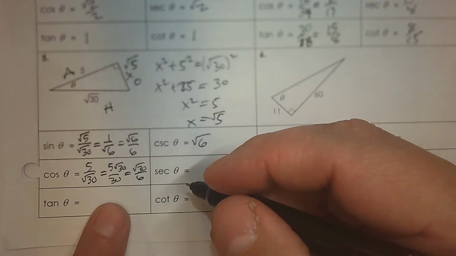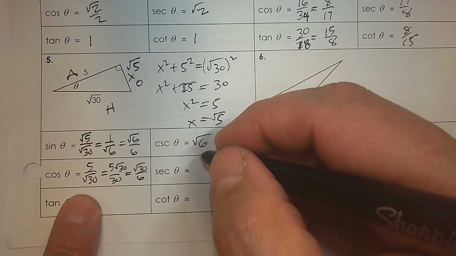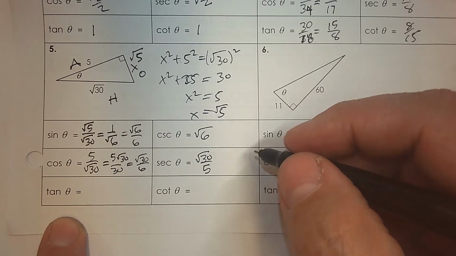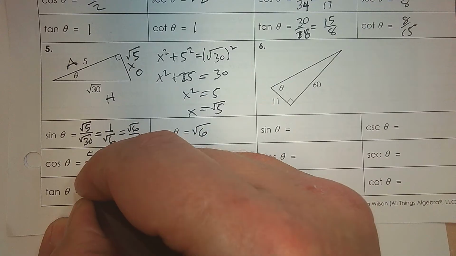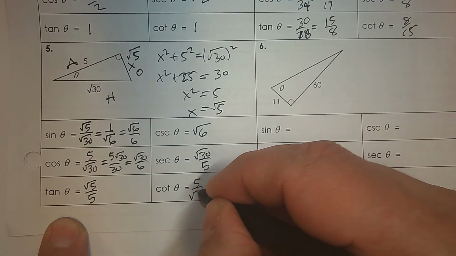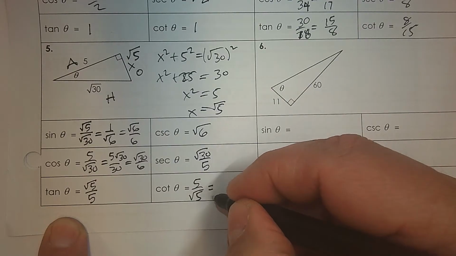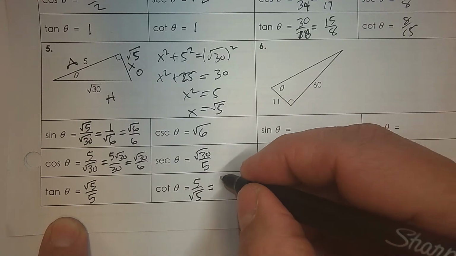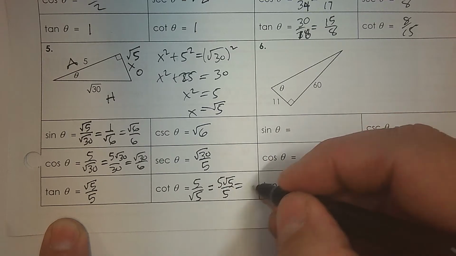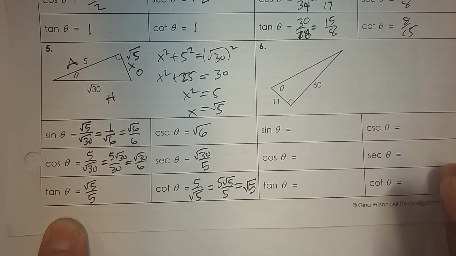The reciprocal would be root 30 over 5 from the beginning. That'd be the easiest. Tangent is opposite over adjacent. So that's root 5 over 5. That's perfect. When I do the reciprocal, I'm going to have to rationalize the denominator. So it's 5 root 5 over 5. And then the 5's divide out, and it's just root 5.